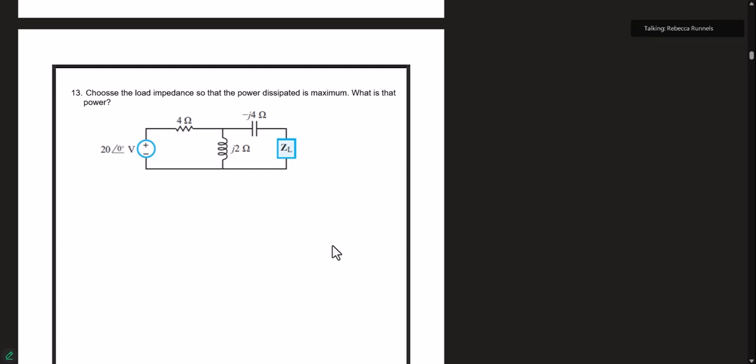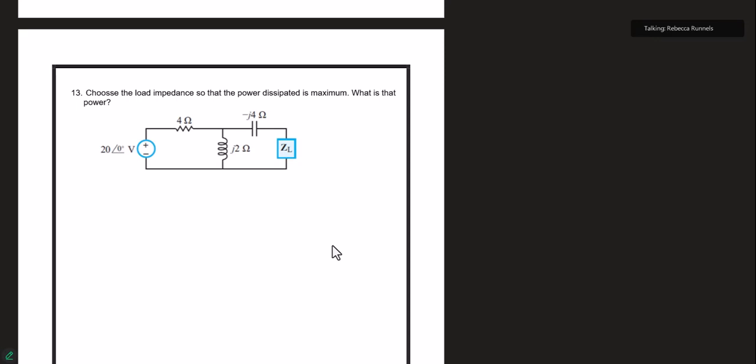Okay, so I will skip the next one, although I'll do a video for it. Choose the load impedance. Actually, I think this one's real. Let me see how quick this one is. Shouldn't be that hard. I'll tell you what to do, and then I'll make a video for it later.